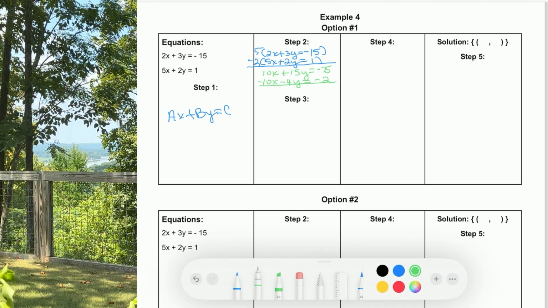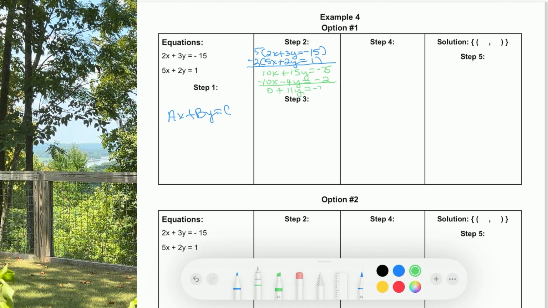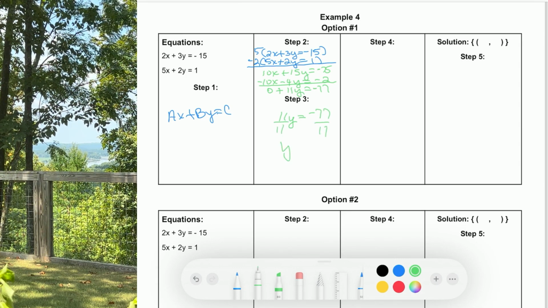Now I'm going to add my equations together. The 10x's cancel each other out. The y's become plus 11y. And I get a -77 on this side. So now I'm going to bring this down here so we can do step 3. Divide both sides by 11. And I get y equals -7.